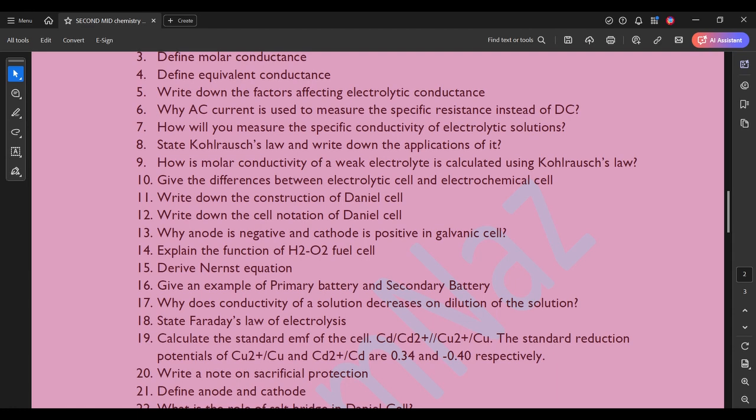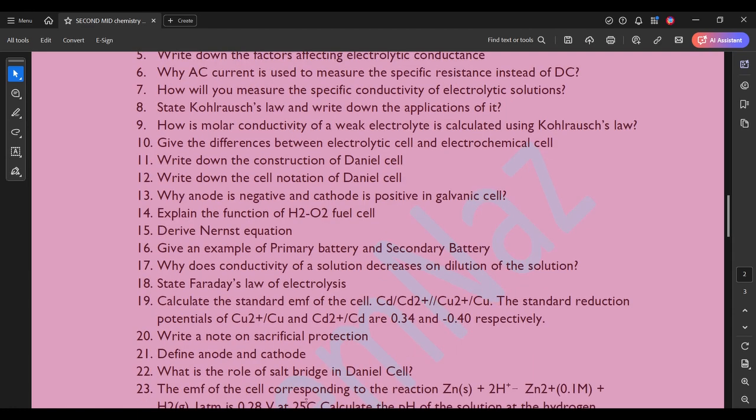in 3 marks. Explain the function of hydrogen oxygen fuel cell, 5 marks. Derive Nernst equation, a very very important question. It is like a favorite question. It will be asked, definitely it will be there in the 5 marks. Give an example of primary battery and secondary battery, 2 marks. Why does conductivity of solution decrease on dilution of the solution, 2 marks. State Faraday's laws of electrolysis, 3 marks. You have to write 2 laws.